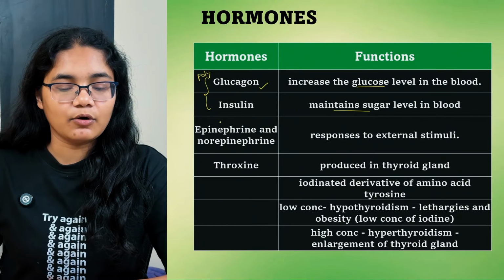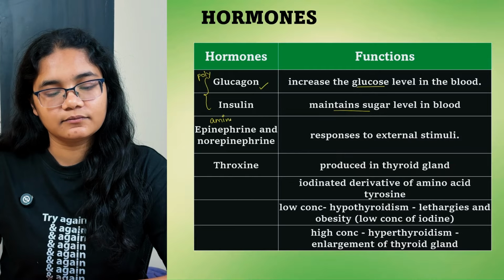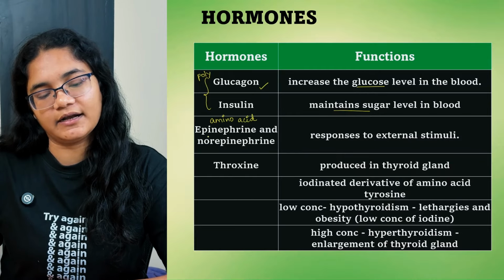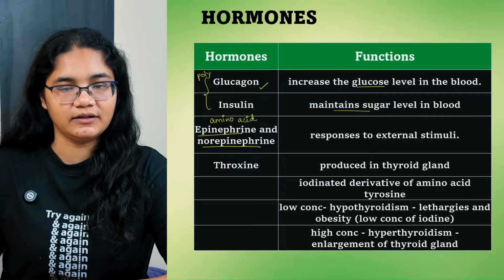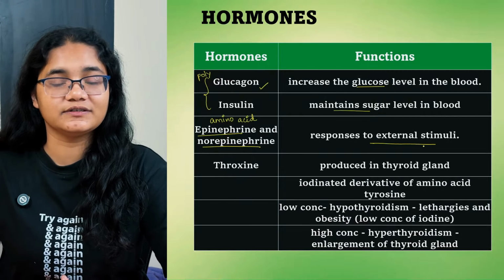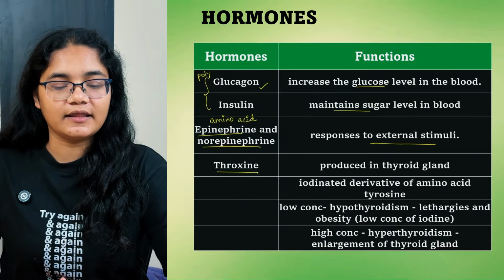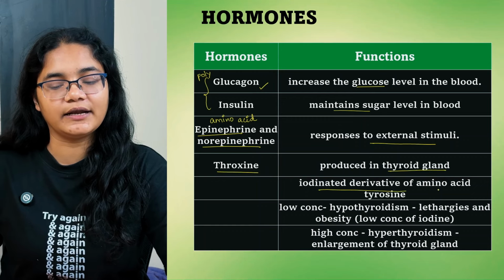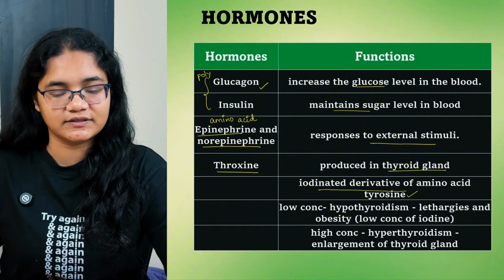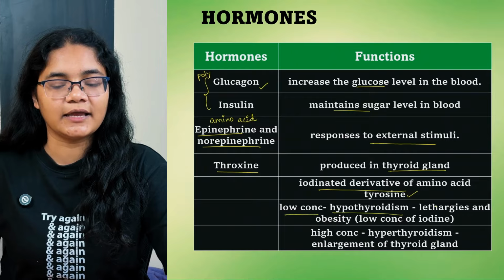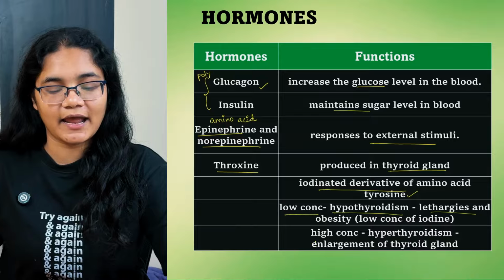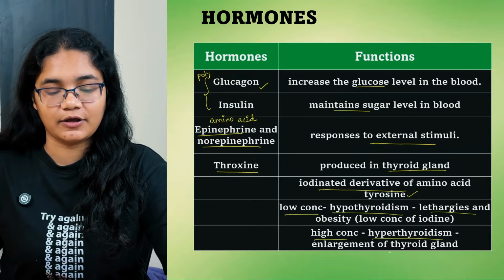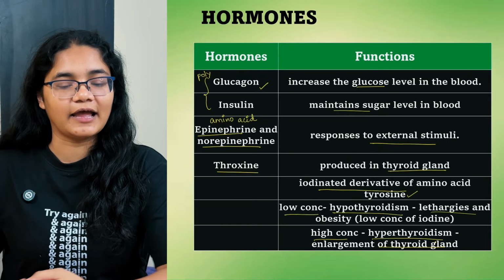Next, we will talk about the amino acid derivatives. Okay, epinephrine and norepinephrine, these two are used for responses to external stimuli. And then we have thyroxine. This is produced in the thyroid gland, and it is an iodinated derivative of the amino acid tyrosine. Here low concentration causes hypothyroidism, lethargy and all, and high concentration causes hyperthyroidism, that is enlargement of the thyroid gland.